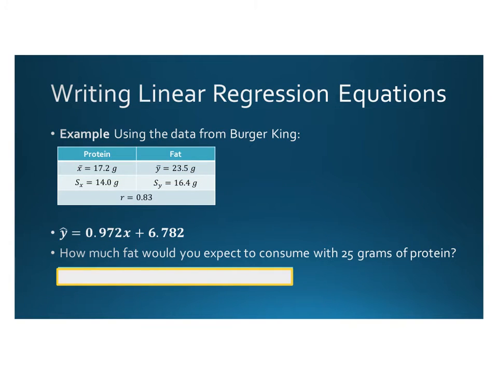So again, we're using our data from Burger King, and notice our model that we just found we have written here. And our question says, how much fat would you expect to consume with 25 grams of protein? Well, remember protein was our x variable. So if I want to know how much fat we would have, we would replace the x and put 25 in its place. Okay. So note we just replace the x value with a 25, and now we're going to type that into our calculator. It should give you about 31.082 grams of fat.